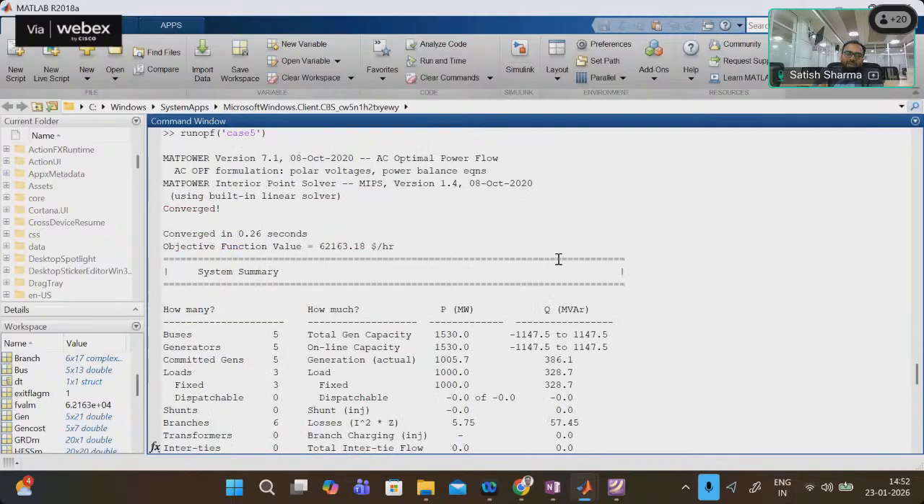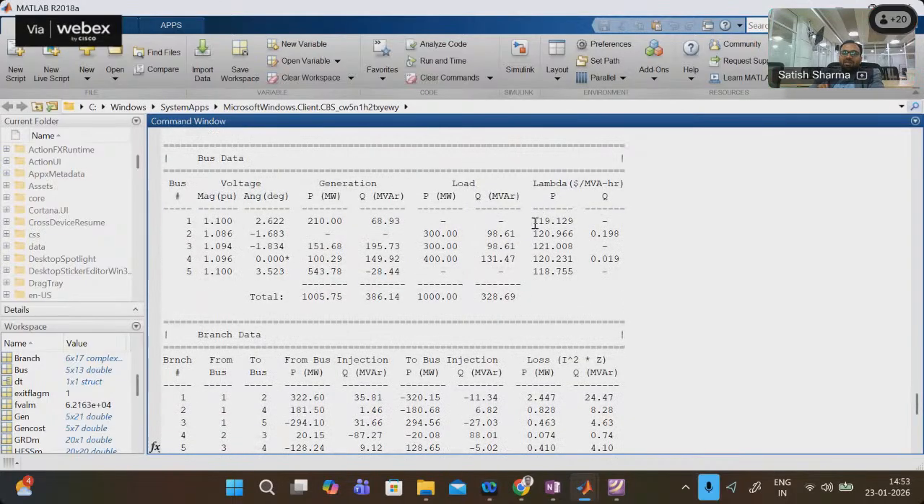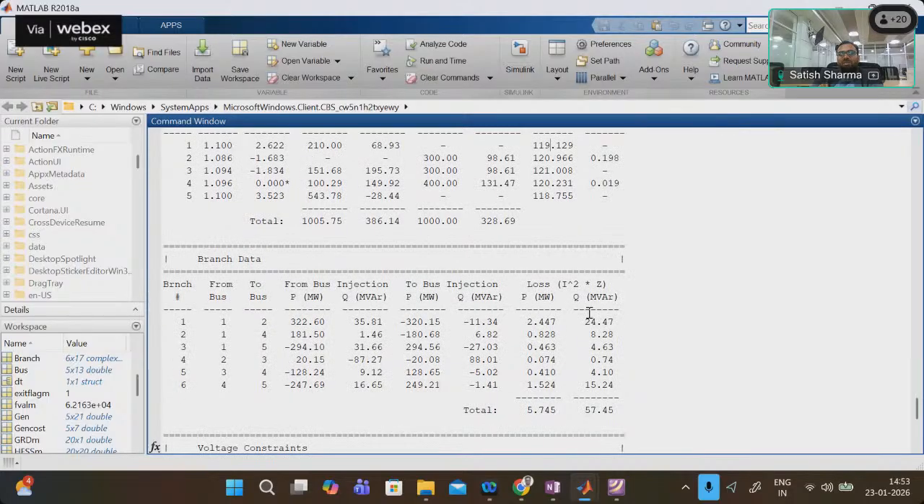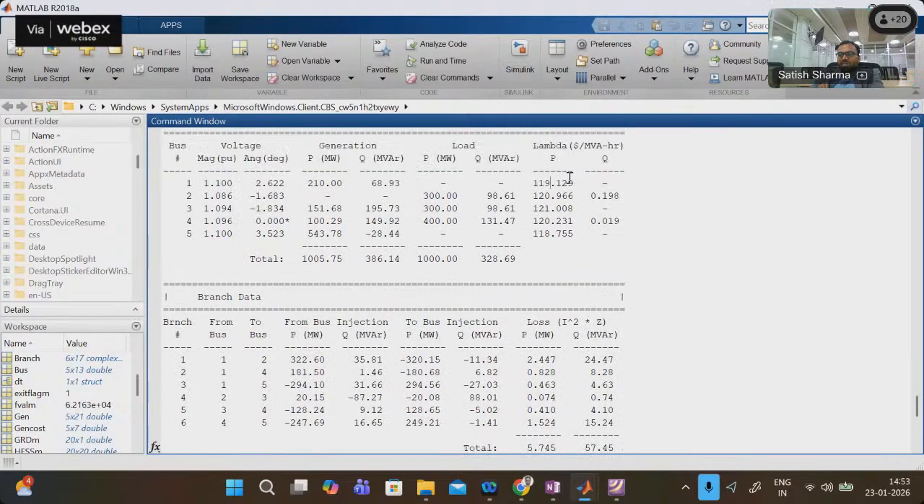But for ACOPF, the LMPs are different at every bus. This is happening because of network losses, and it is not because of the reactive power. It is basically because of the network losses. There are network losses associated with each and every branch. Whenever there are losses in a branch, there will be an LMP difference between the two nodes of that particular branch. So that's why these LMPs are coming different.